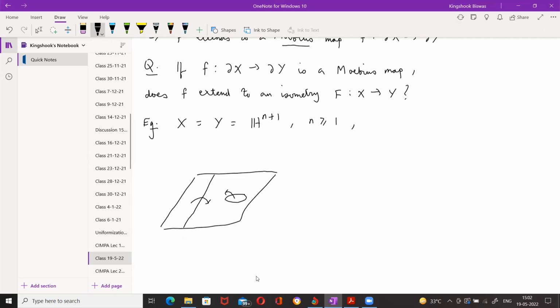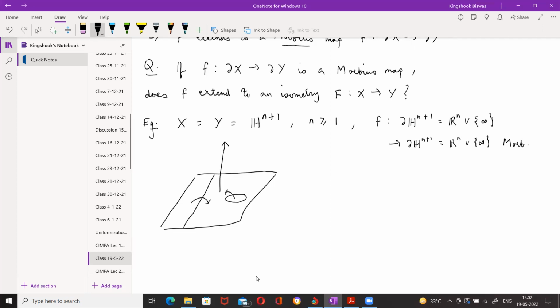Yes. Okay. So now I have f from the boundary of H^{n+1}, which is R^n union infinity, to the boundary of H^{n+1}, which is R^n union infinity, a Mobius map. Okay. Now, what can I do? I have my upper half space here.